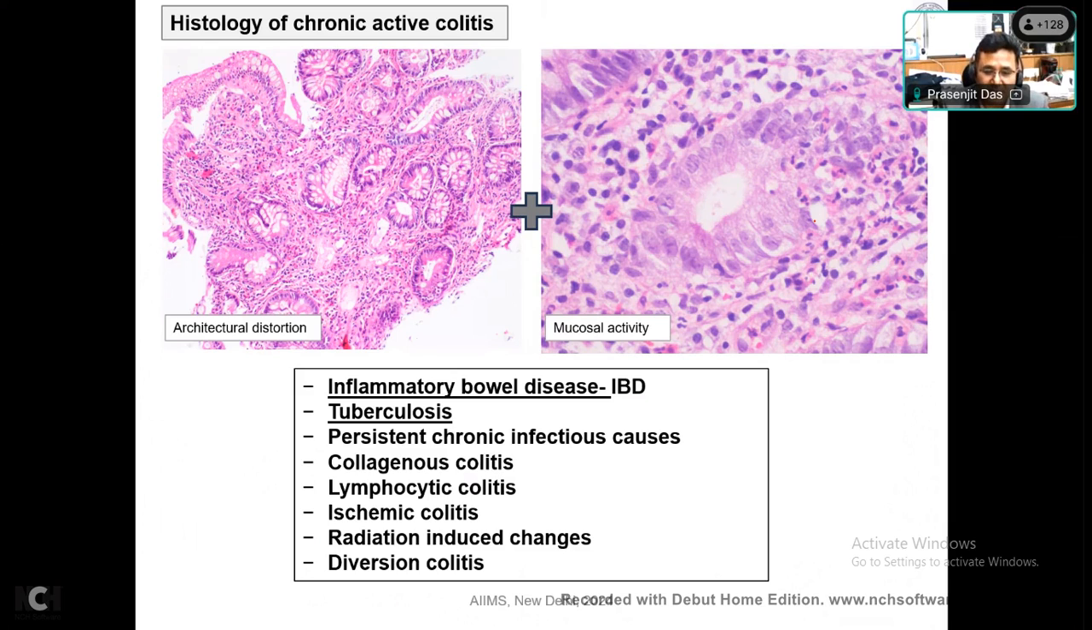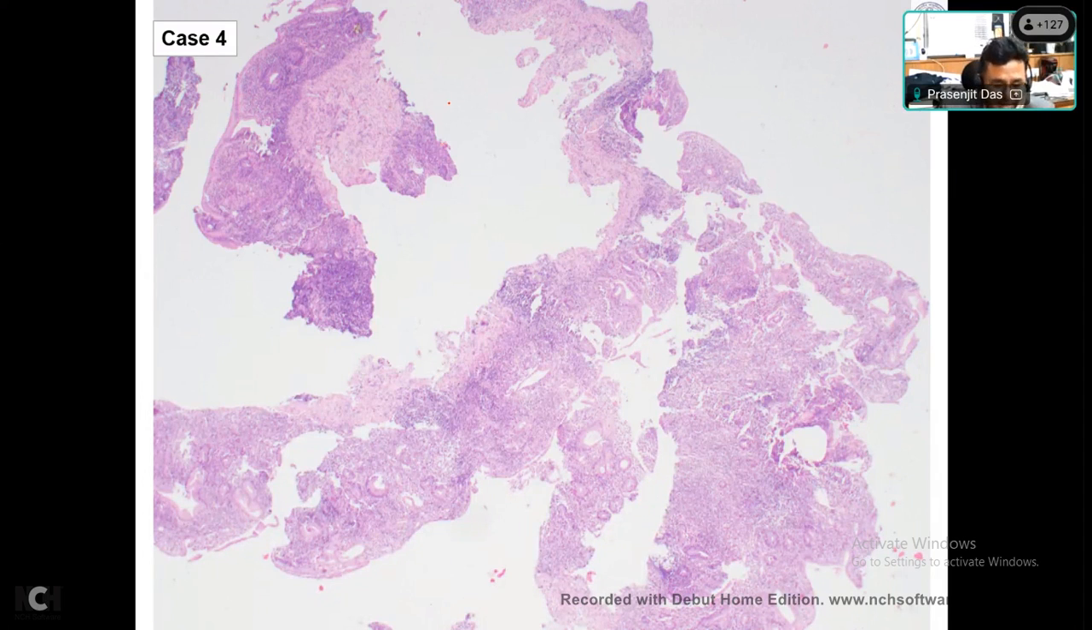However, if there is any persistent inflammation in immunocompromised patients, there can also be chronicity or activity. So persistent chronic infectious disease can also lead to this type of findings. We'll see some of the differential diagnoses later, and there can be other differentials where you can see chronicity as well as activity. That means features of chronicity and features of activity are not disease specific. Is that clear? Okay. So with that, we'll go to case 4.